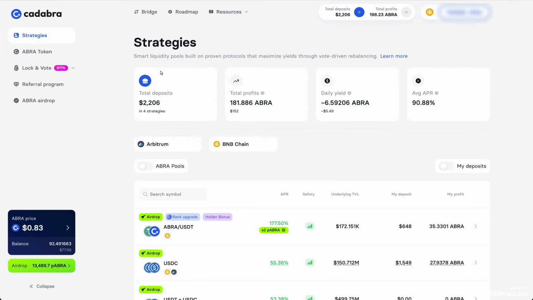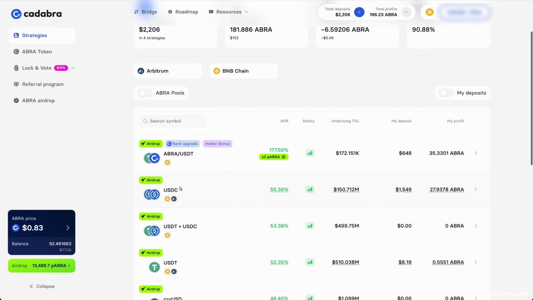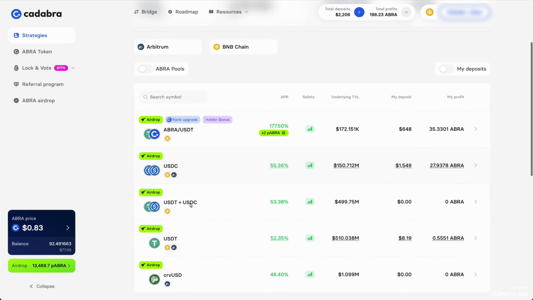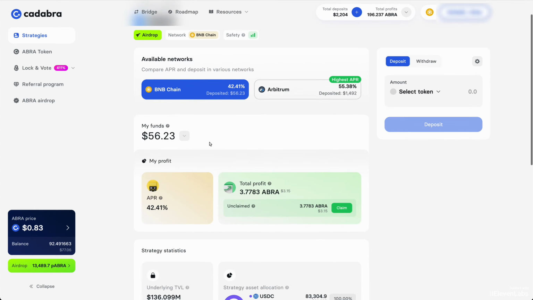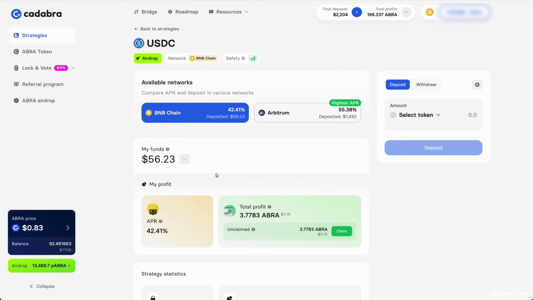What does this mean? Here we see so-called strategies. This is where we, as users, can provide liquidity in order to receive some return, some APR. So for instance, I have a deposit in the USDC strategy. Let's go there. And for making the deposit, I receive a reward in the form of a native token, the Abra token.